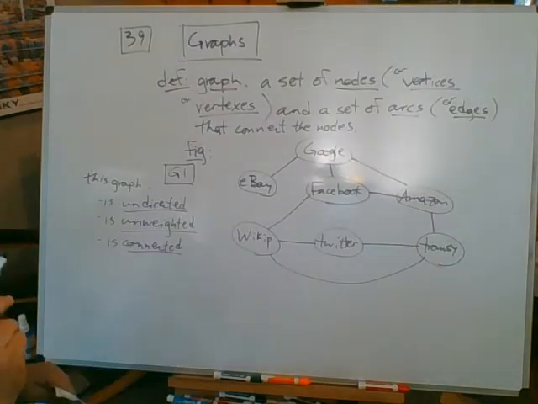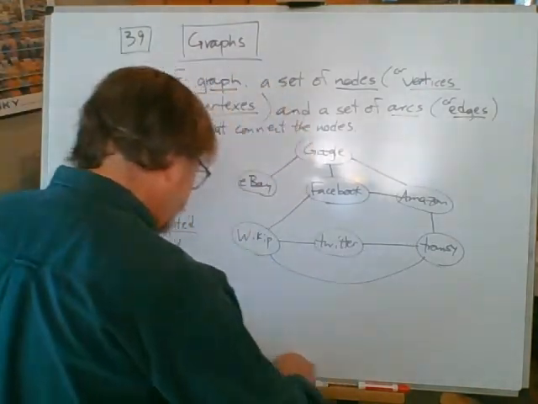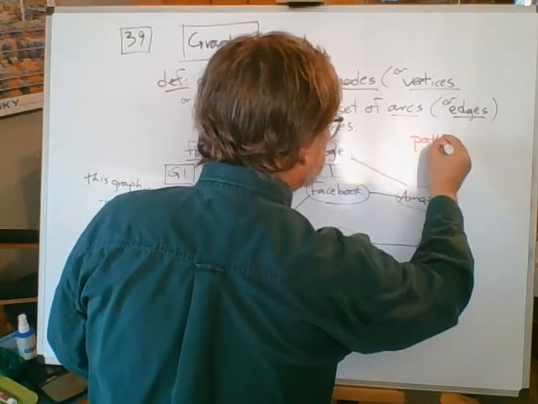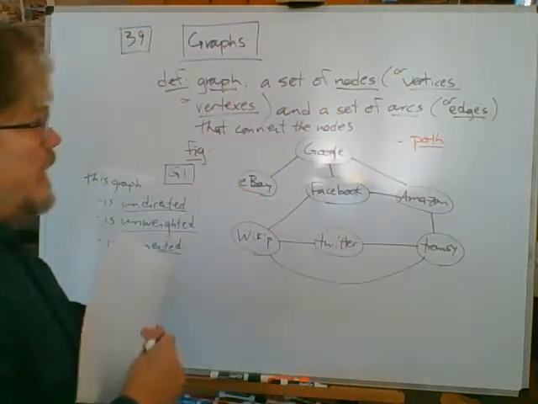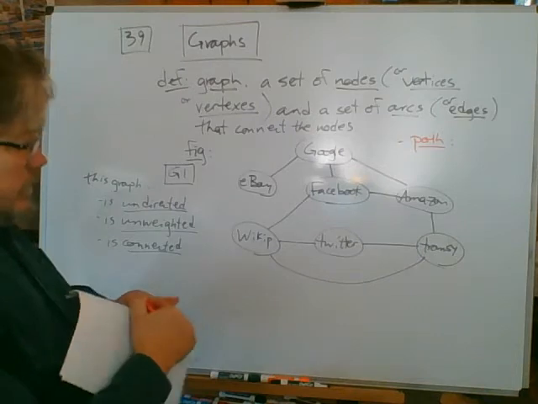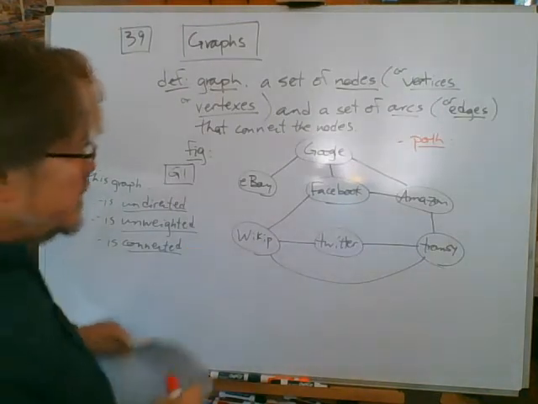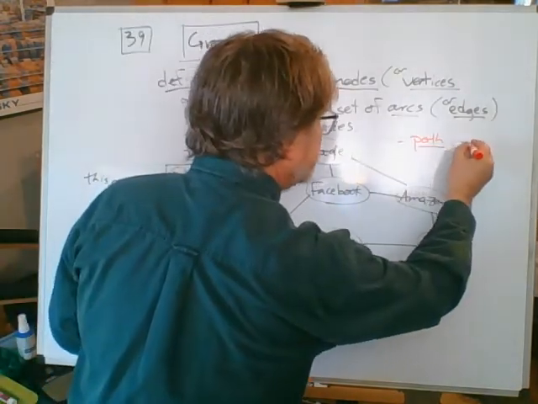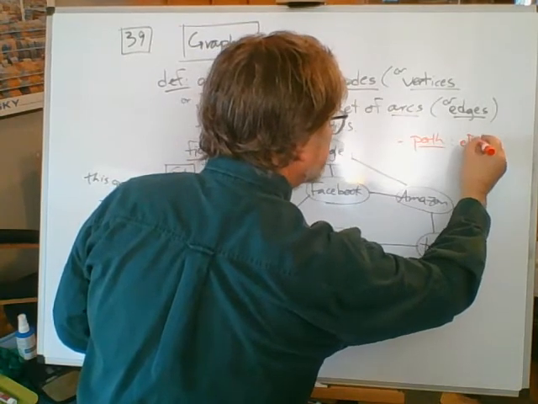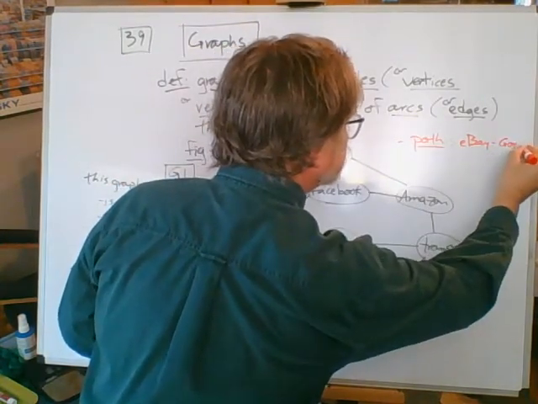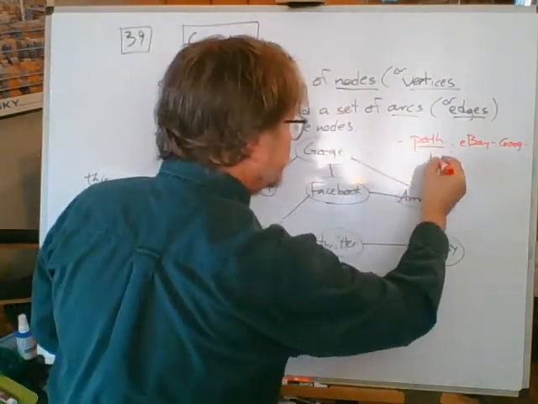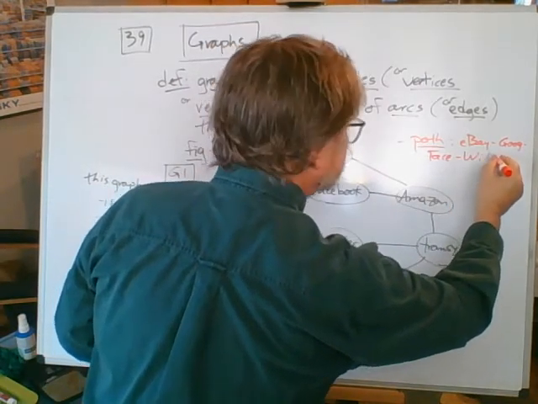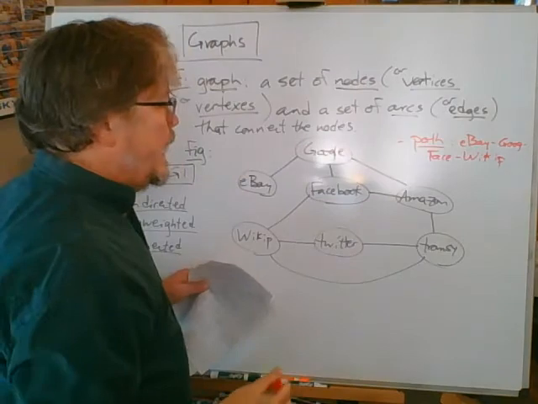Connected means there exists a path. That's another word. I'll put a red word up here. Path. We looked at paths in trees, I think. And it's the same thing in a graph. A path is just a way to get from one node to another. So I'll do this by example. A path from eBay to Wikipedia would be eBay to Google, I'll abbreviate, to Facebook, also abbreviated, to Wikipedia, all abbreviated. A path.